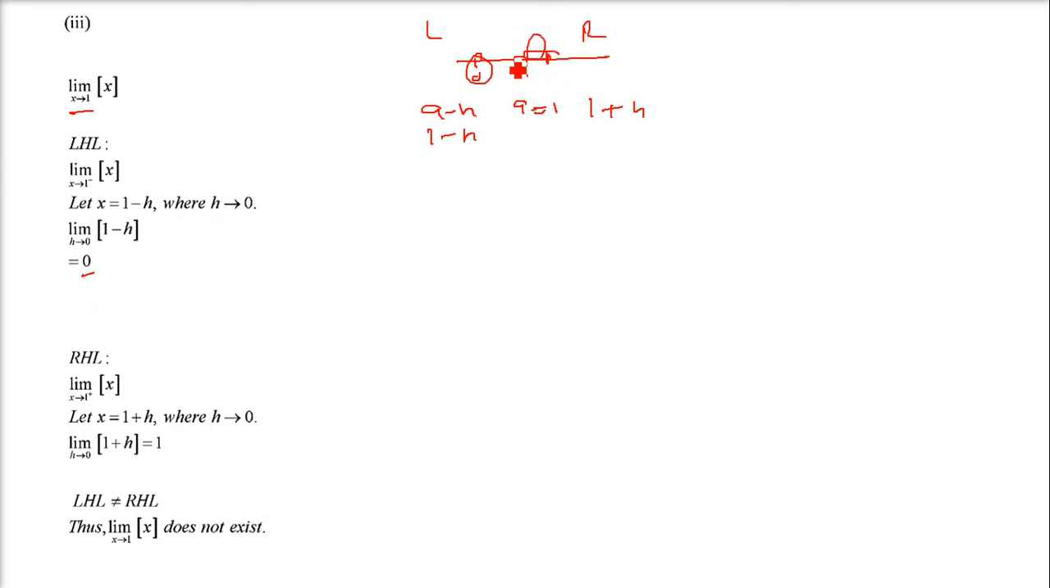Now for the right hand limit, 1 plus h. You are adding anything to 1, it will be 1 only. Whatever you add to 1, it will be 1 only. So 1 and 0, RHL and LHL are not equal. Limit does not exist.